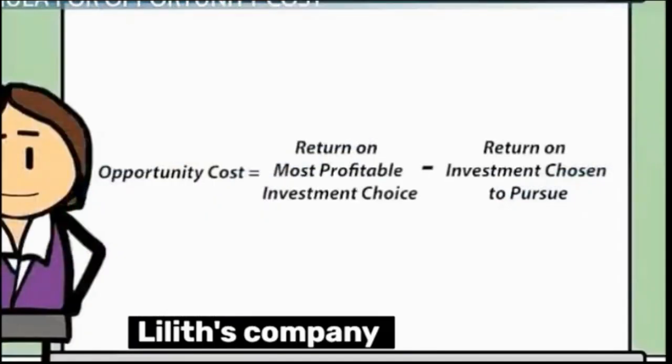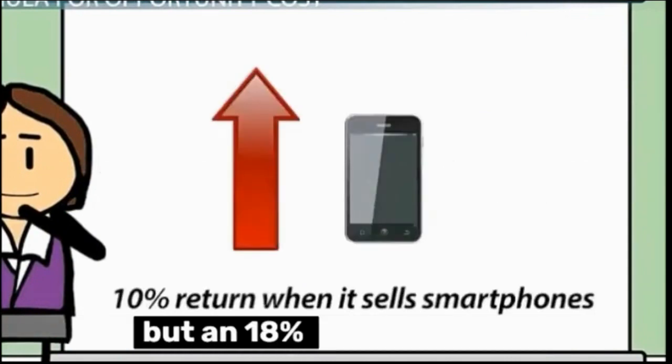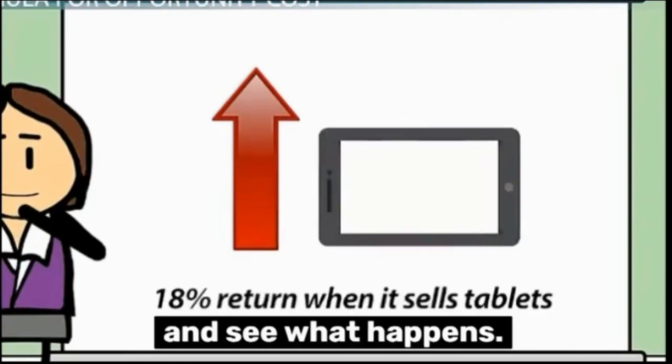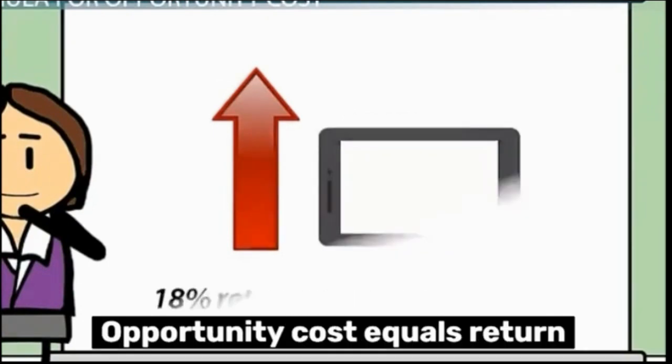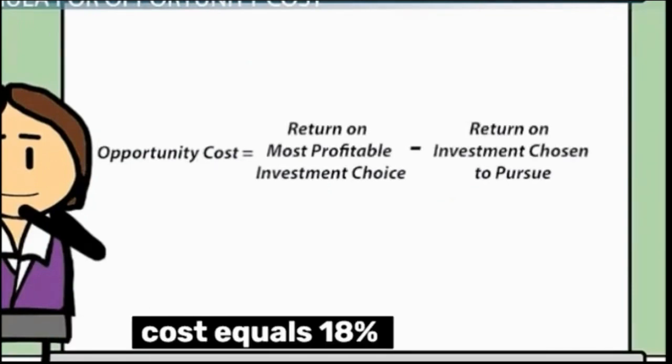Now let's apply the formula to an example. Lilith's company has a 10% return when it sells smartphones, but an 18% return when it sells tablets. Let's plug in the numbers and see what happens. Opportunity cost equals return on most profitable investment choice minus return on investment chosen to pursue.